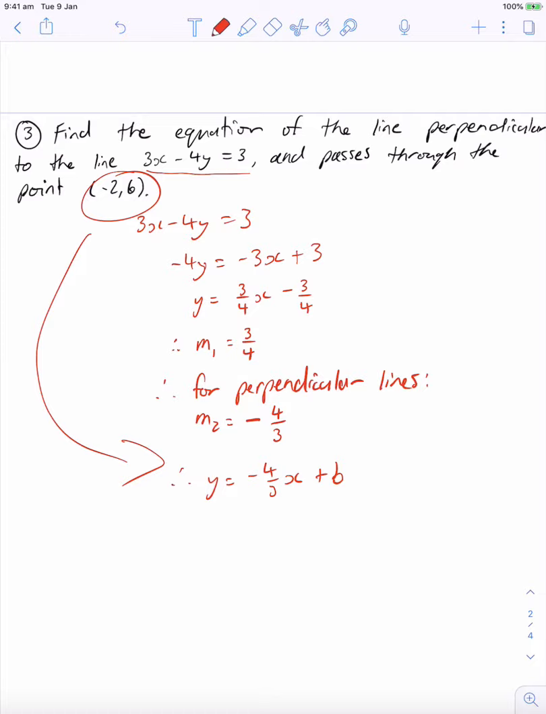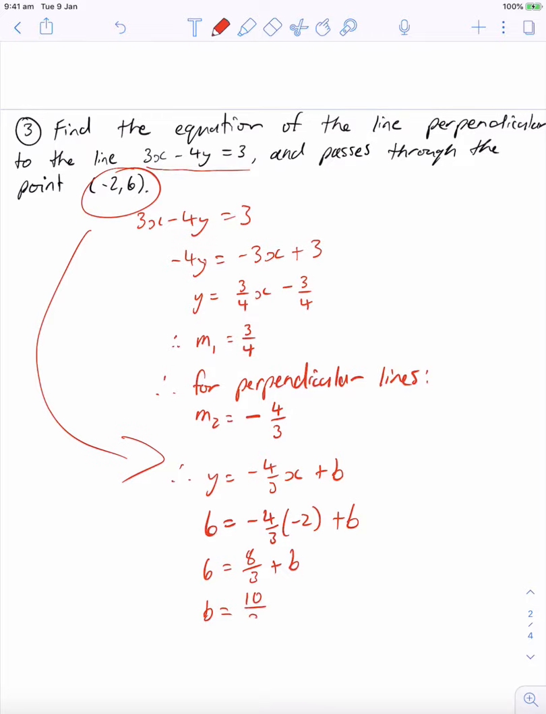So when x is minus 2, y is 6. So 6 equals minus 4 over 3 times minus 2 plus b. And we're going to expand and simplify. So minus 4 times minus 2 is going to be positive 8 over 3 plus my b. A little bit of manipulation. I'll move that 8 over 3 to the other side. And again, b equals, well, 6, which is 18 over 3, minus 8 over 3 is going to be 10 over 3.